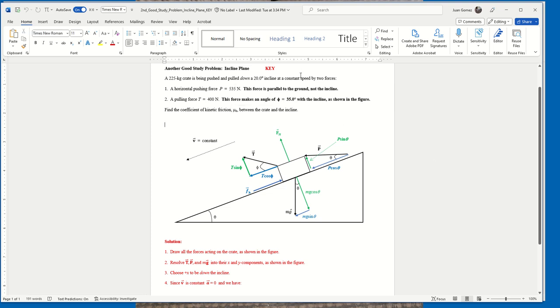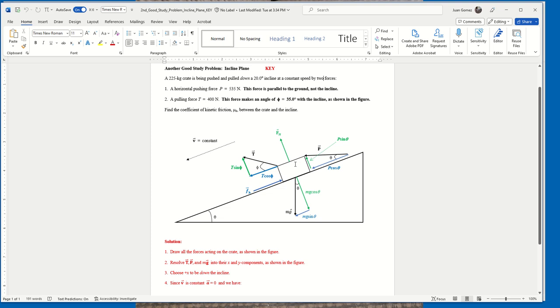Now remember, this problem stated that the crate is being pulled and pushed down the incline at a constant speed. So meaning v is constant. Again, this arrow means the object is sliding down the incline. That's going to represent the positive x direction. And v equal to constant means that a is 0. Now let's go ahead and do all the forces.